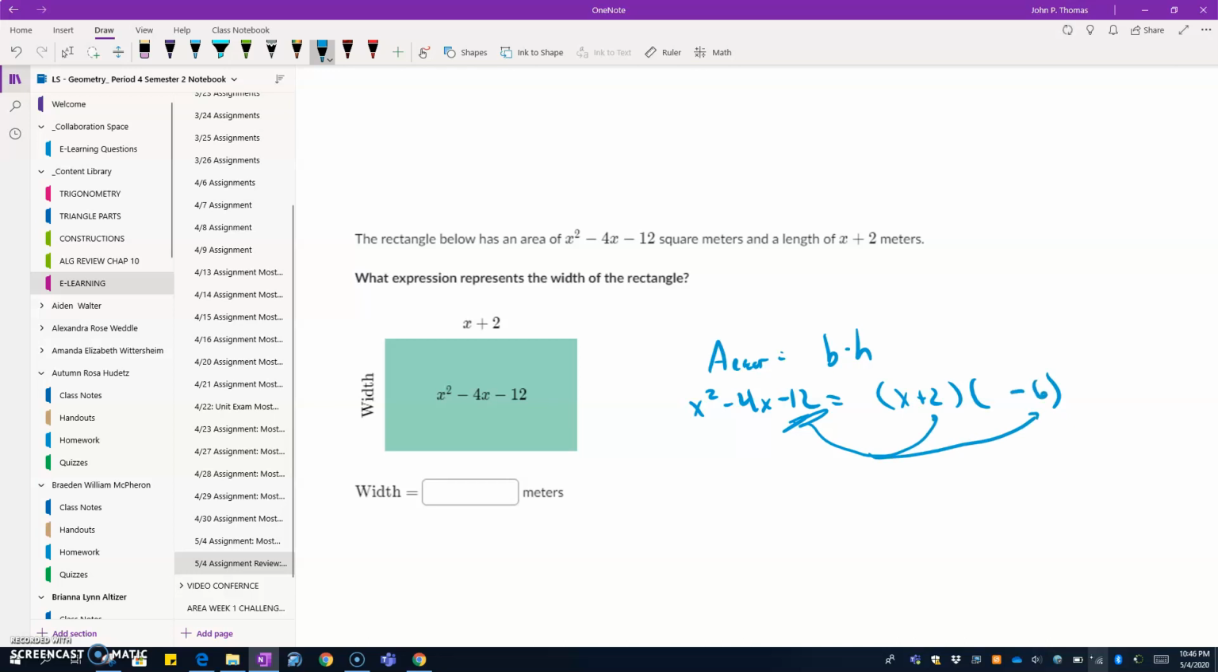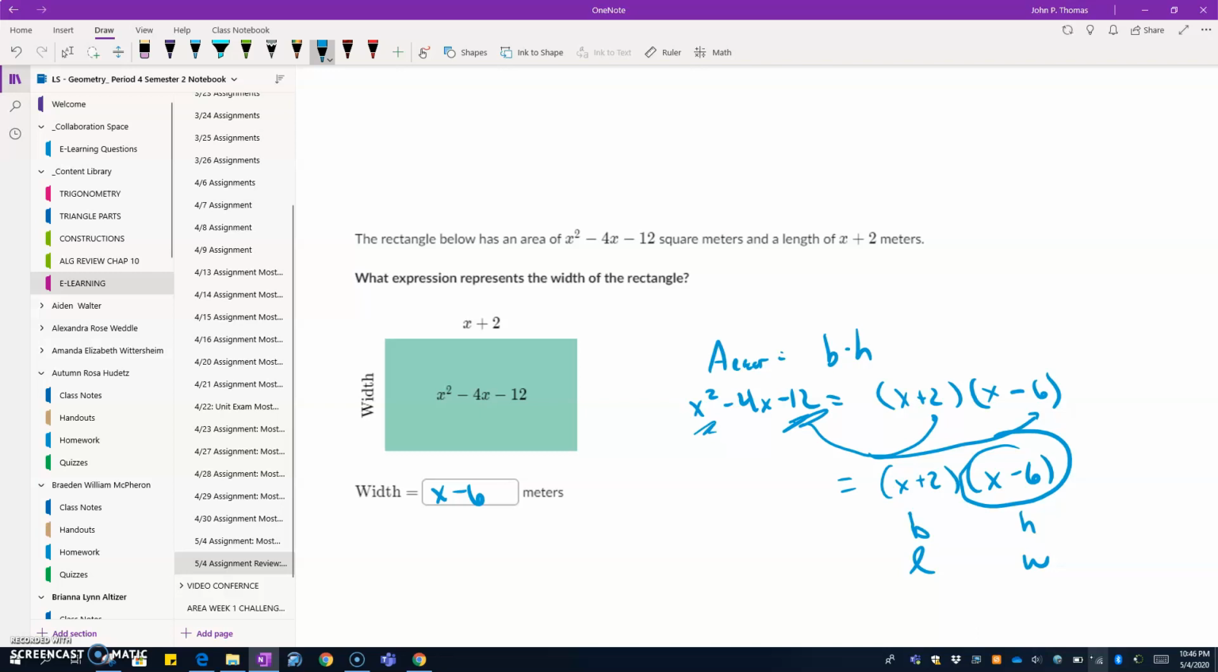So I have to have a negative 6 there. That's my only option, because 2 times negative 6 gives me the negative 12. And then this x squared has to come from the first pieces, so I've got to have an x there. So we're at x plus 2, which was our base, and x minus 6, which was our width. So the width is x minus 6, and again, that's because that's the other factor there. They told us this was the base, so that's the height, or this is the length, that's the width. Either way, you want to look at labeling the variables.